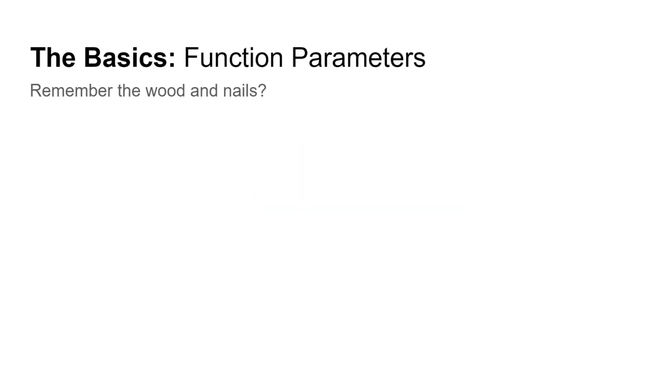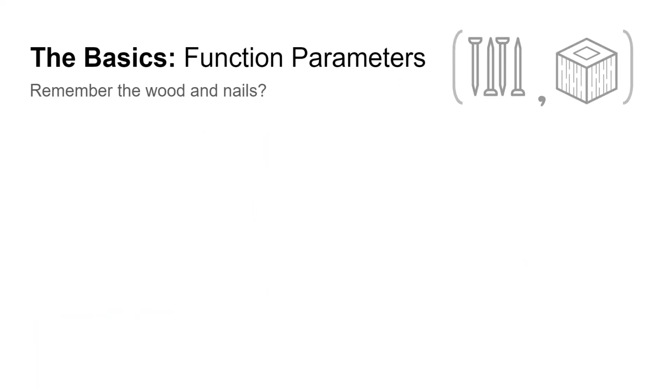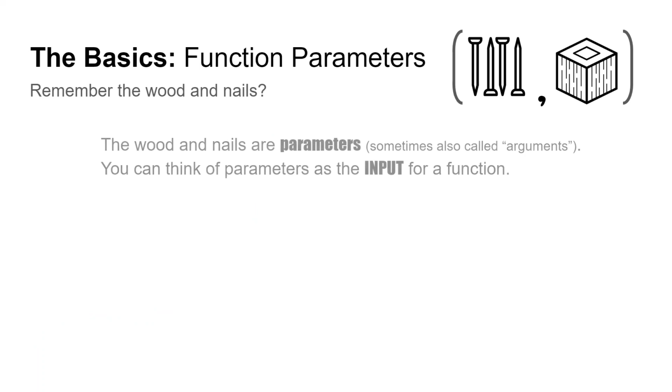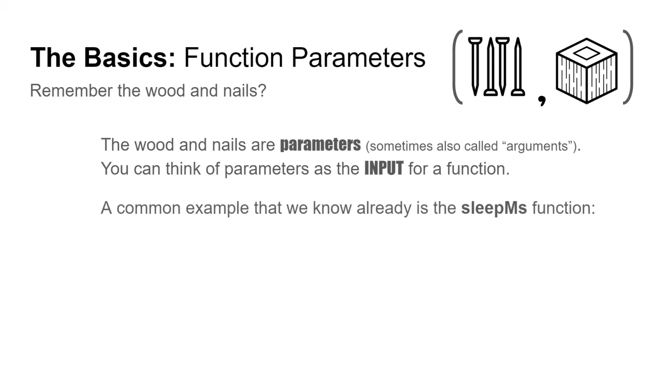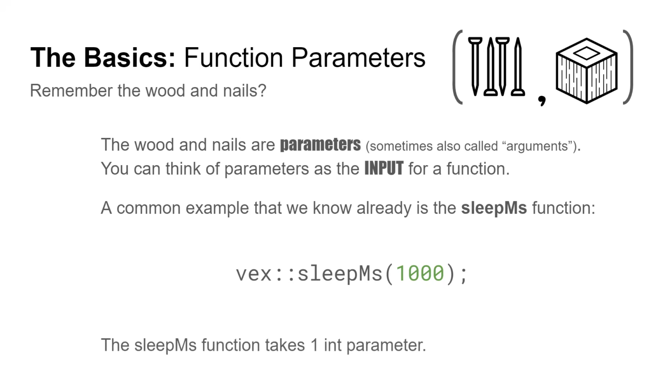Now, the basics for functions: you could think of a function as something that has parameters. So the wood and nails are parameters. You can think of that as the input of the function. For example, if you look at sleep, the milliseconds of sleep, the parameter is how much time you want your code to sleep for. It takes one integer parameter. That's what we use to refer to it.